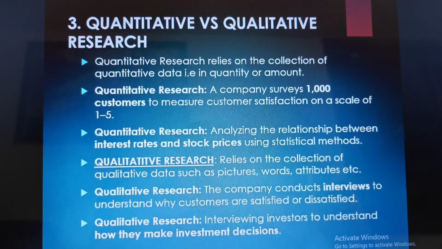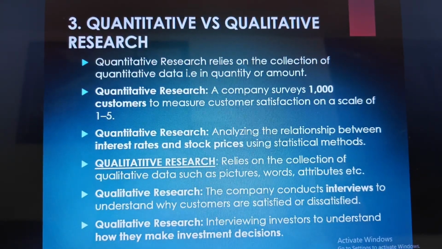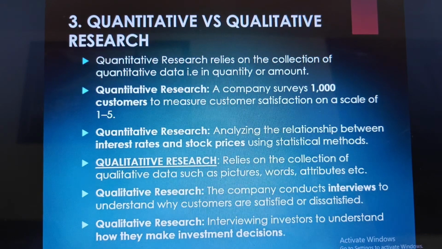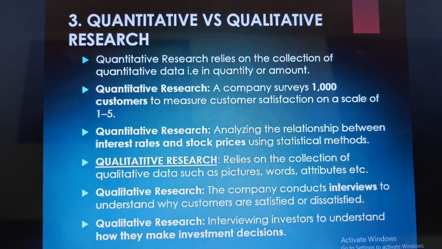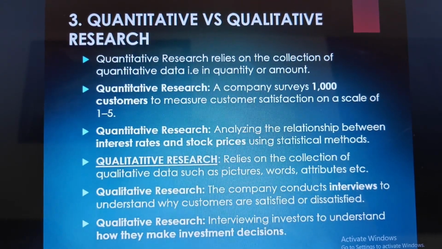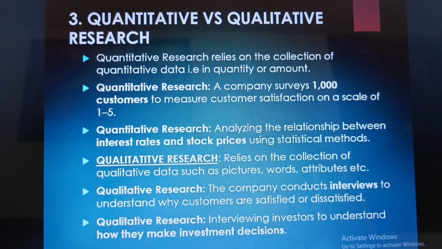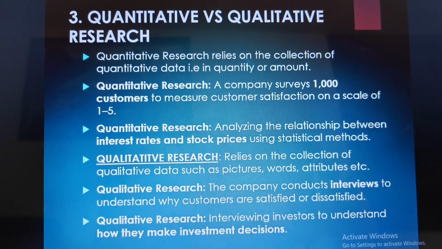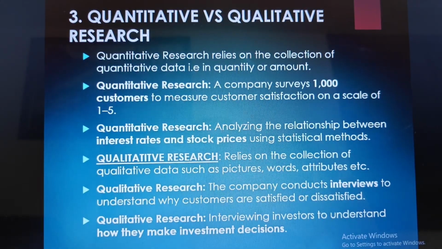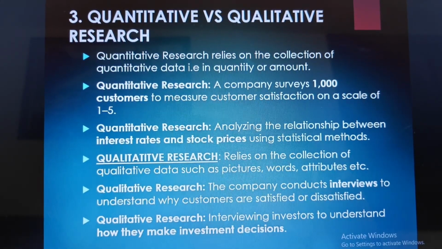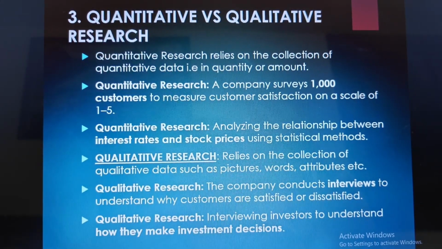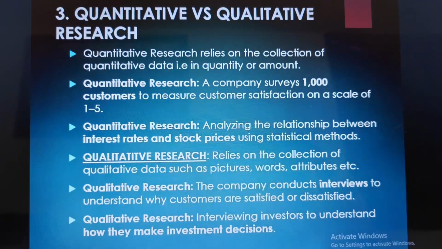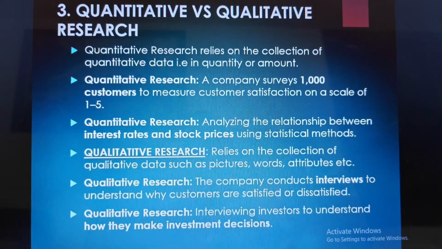Third type of research is quantitative versus qualitative research. Quantitative research relies on the collection of quantitative data, that is, in quantity or amount. Quantitative research: a company surveys 1,000 customers to measure customer satisfaction on a scale of 1 to 5. In finance, quantitative research analyzes the relationship between interest rate and stock prices using statistical methods.